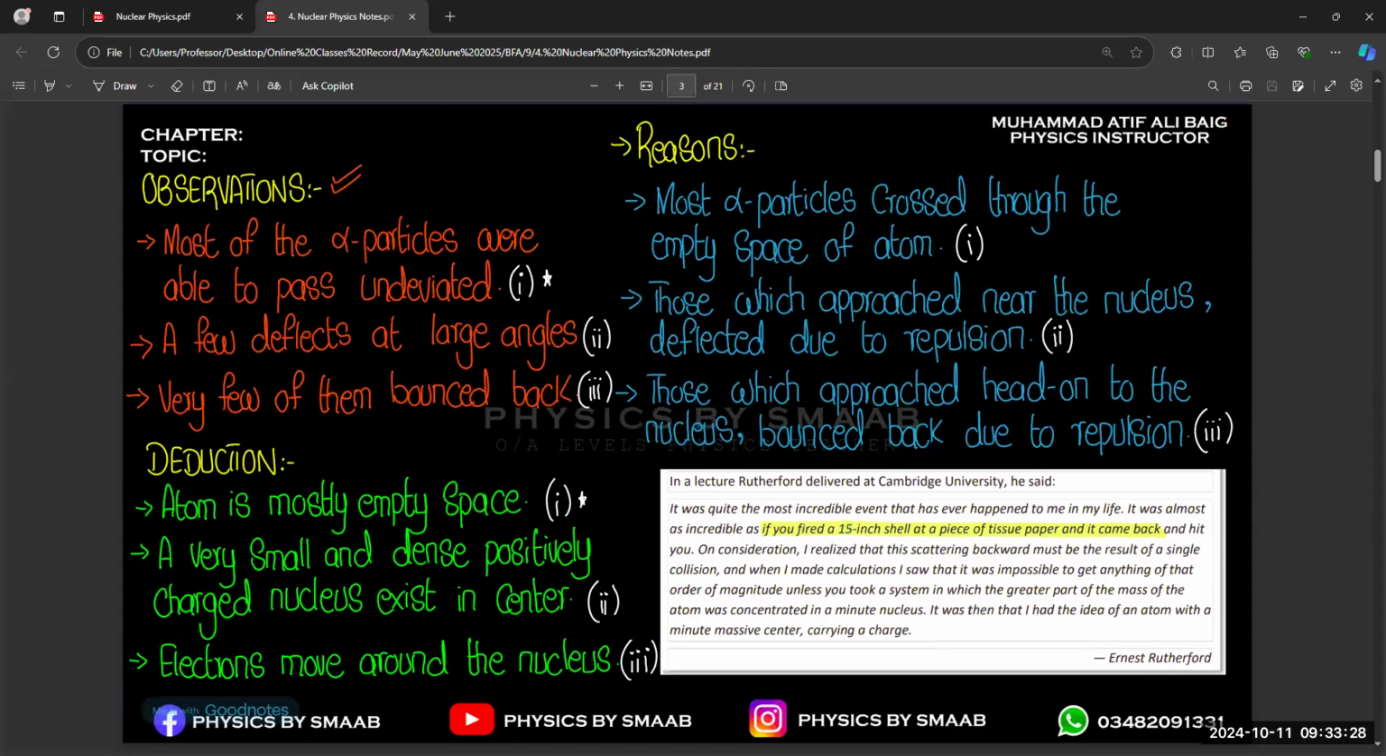We also discussed the Rutherford gold foil experiment. And in the Rutherford gold foil experiment, we also have three different concepts: observation, deduction, and reasons. So we studied all those things. And the third important thing is related to isotopes.